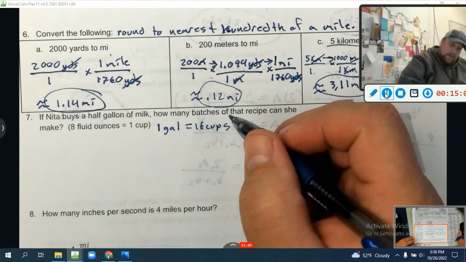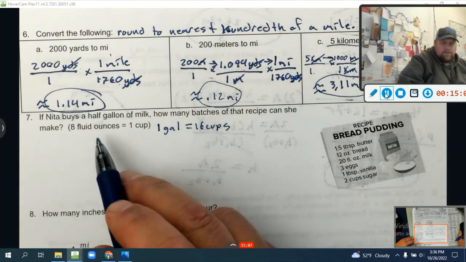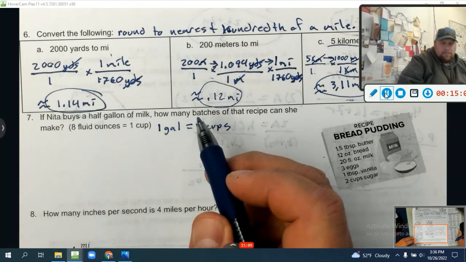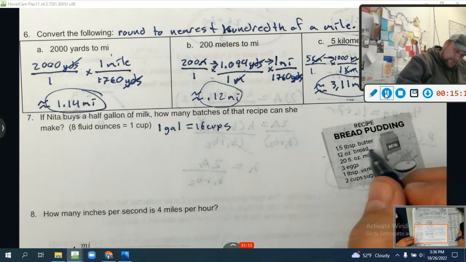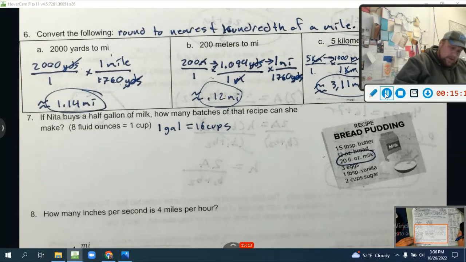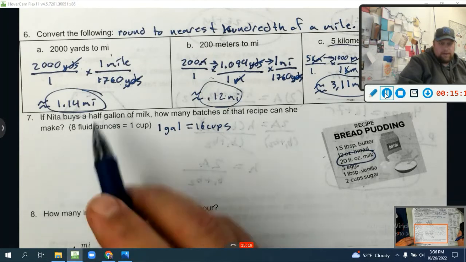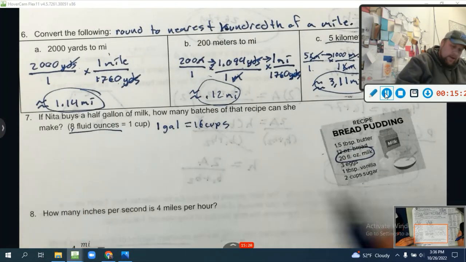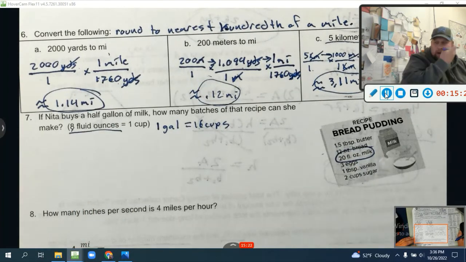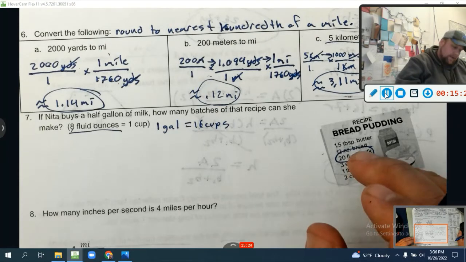So, here's what I know going forward. If Nita buys a half gallon of milk, how many batches can she make? Well, in a batch, she needs 24 ounces of milk. So we need to convert this half gallon to ounces, ultimately, right? Which is what we're going to end on, so that we can then divide by the batch amount and figure out how many batches we can make.